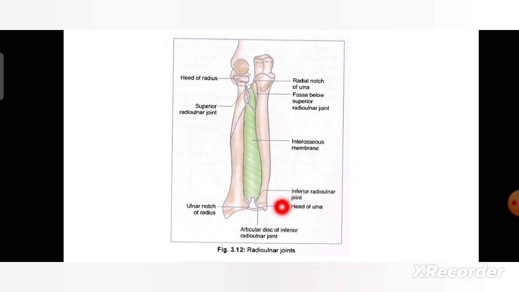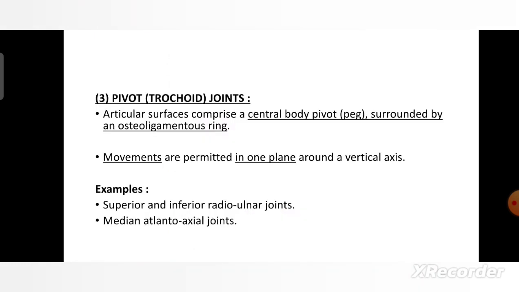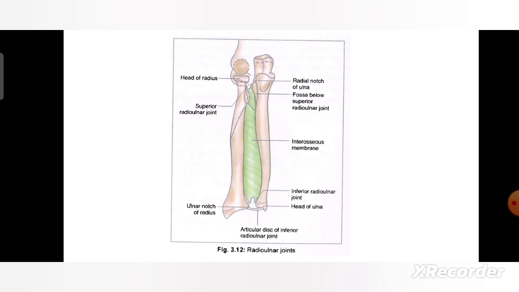So this is the example of the radioulnar joint. It is superior radioulnar joint. This is inferior radioulnar joint.